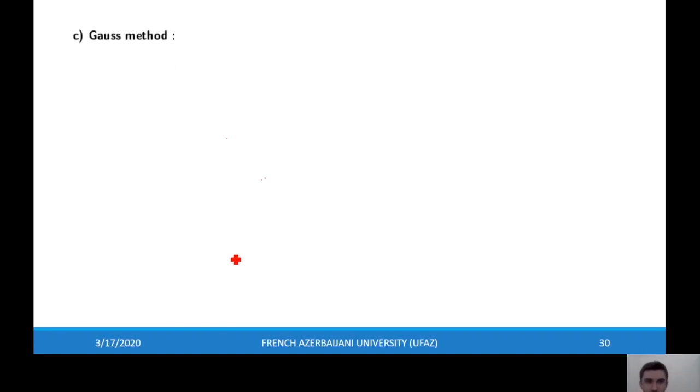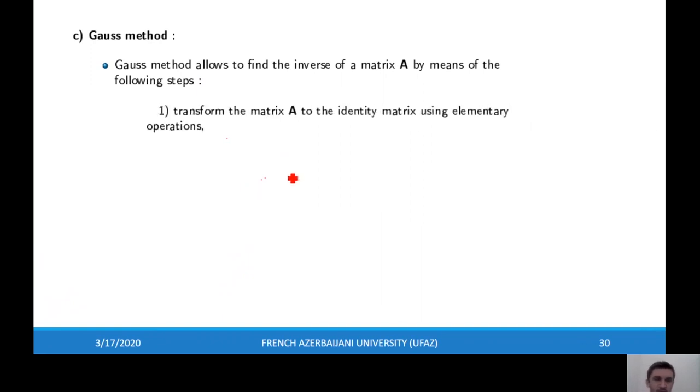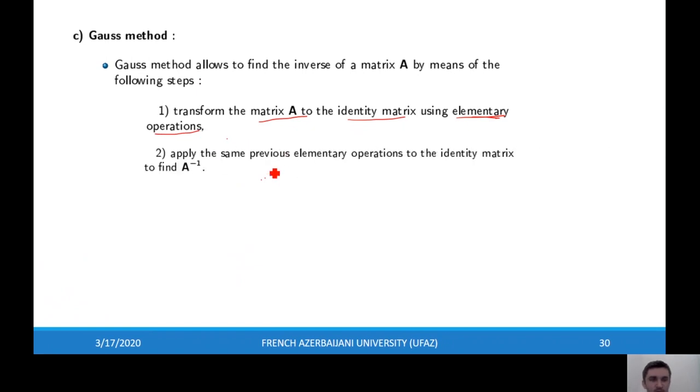Hello guys, today I am going to talk about the Gauss method, which allows us to find the inverse of A by means of the following steps. First we transform the matrix A to the identity matrix using elementary operations, and then we apply these operations to the identity matrix to define the inverse of A.